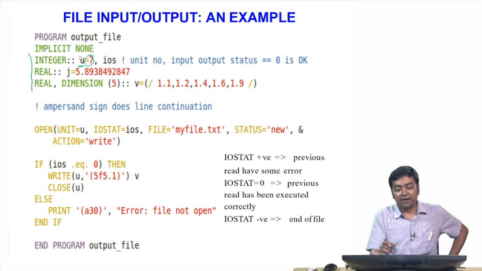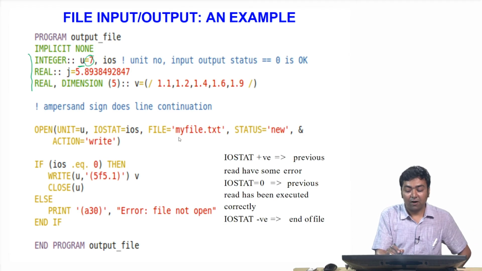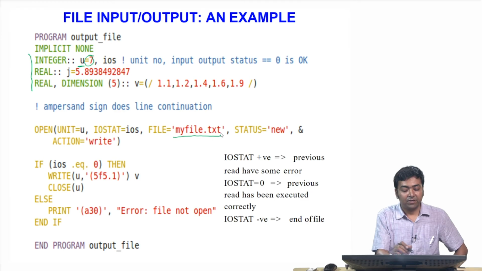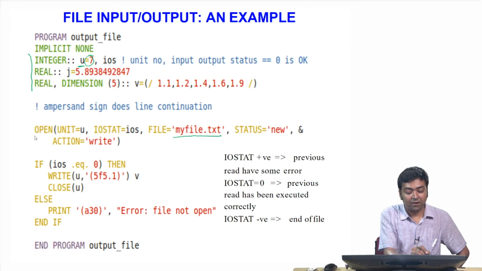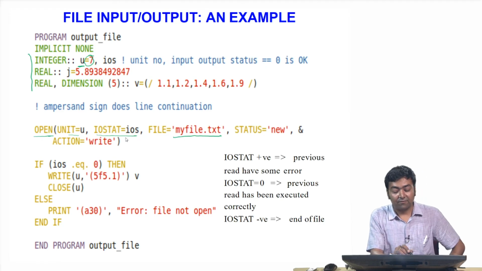So basically, and I have the output file, I have given the name as myfile.txt. As I mentioned in the previous slide, I asked the program to open the file using this open statement. Then after the open statement, I have the unit number. This iostat gives me the status of the file.